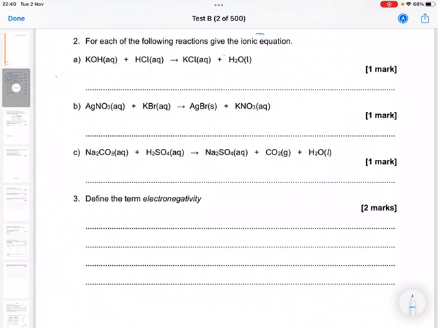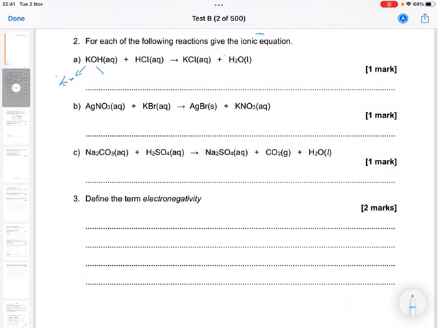Okay, question number 2. For each of the following reactions, give the ionic equation. So remember the rules for ionic equations. The only things that we can dissociate are aqueous ionic compounds and aqueous ions. So starting with the first one, potassium hydroxide is ionic.